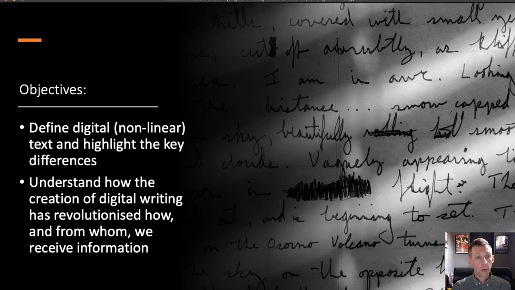And then I would also want to look at how the creation of digital writing has really revolutionized how and from whom we receive information. Okay, like I said, it's not the longest history in the world, only about 30 years, but a lot has changed in that time. So we're going to be looking at how we got to this point, and then that will provide us with a good foundation for moving forward with the course and really looking at online writing and how it functions.